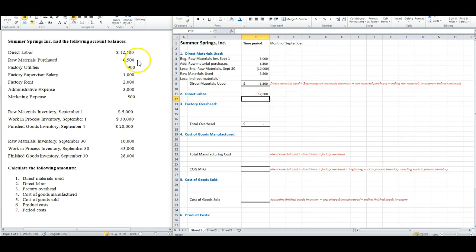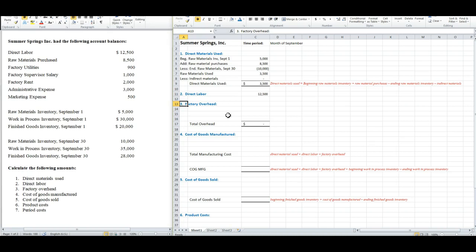It could be given to you in dollars, or it could be given to you in a pay rate per hour, and then they tell you the number of hours that they work, so be aware of that. You might see it different ways. Then we have factory overhead. We can refer to this as factory overhead, overhead, manufacturing overhead. It all means the same thing.